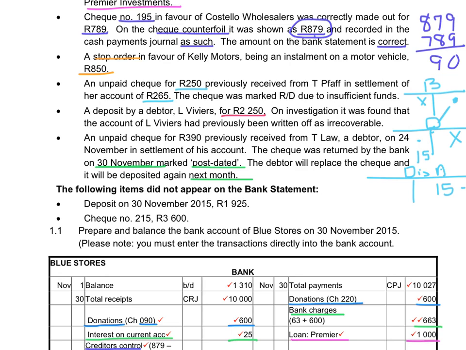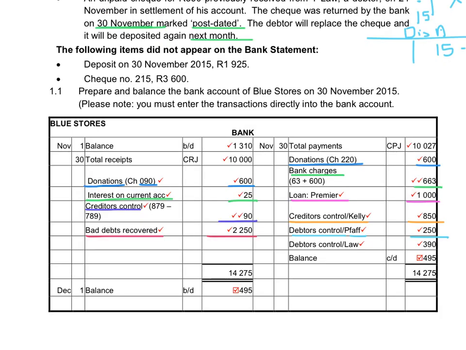Therefore, this check must now be cancelled to show that we don't have this money in the bank anymore, that the debtor owes us the money again, and then when he gives us a new check, we will deposit the new check. When we received the money, we recorded it on the debit side of the bank, so now we have to credit the bank to indicate that we don't have the money in the bank, and we will debit debtors control in the general ledger and T Law in the debtors ledger to indicate that they owe the money again.